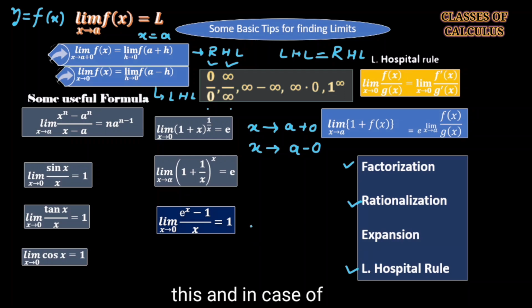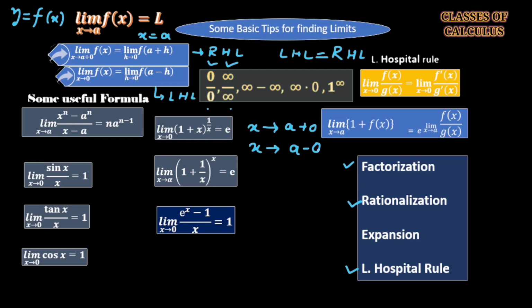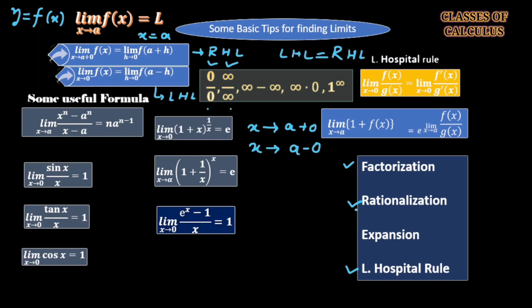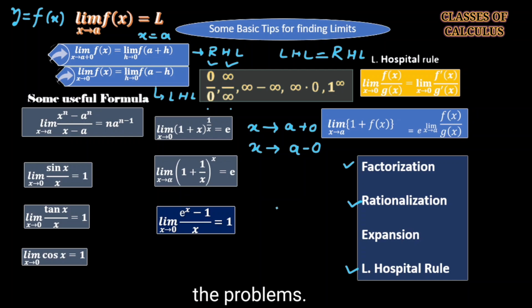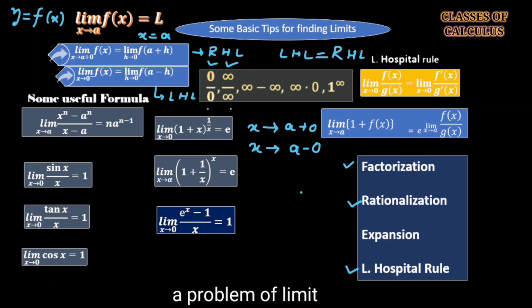And in case of indeterminate forms like 0 by 0 and infinity by infinity, you can use the factorization method and the rationalization method. You can also use L'Hospital rule to solve the problems. So students, these are some tips for attempting a problem of limits.